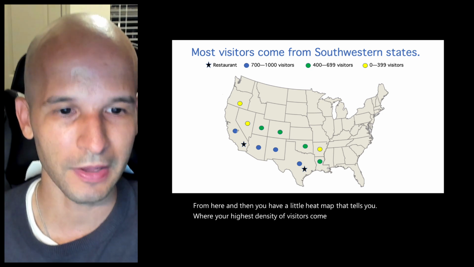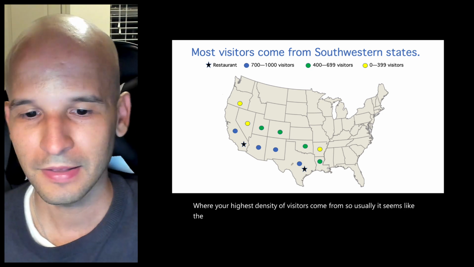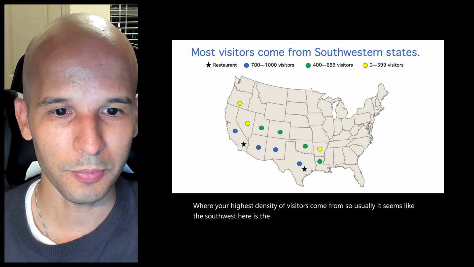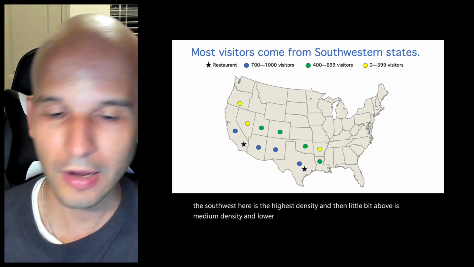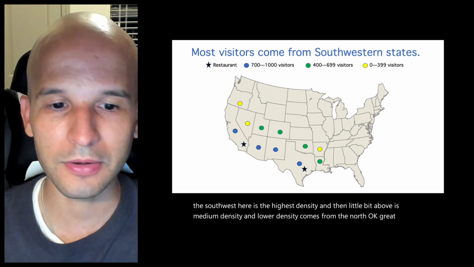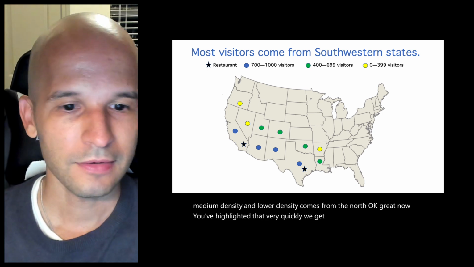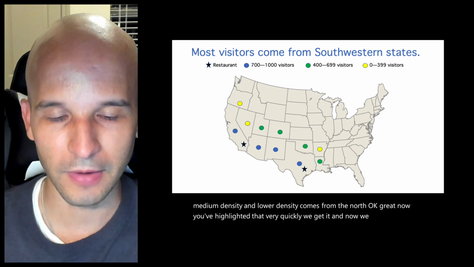So usually it seems like the southwest here is the highest density, and then a little bit above is medium density, and lower density comes from the north. Okay, great. Now you've highlighted that very quickly. We get it. And now we understand where the hot spots are coming from.